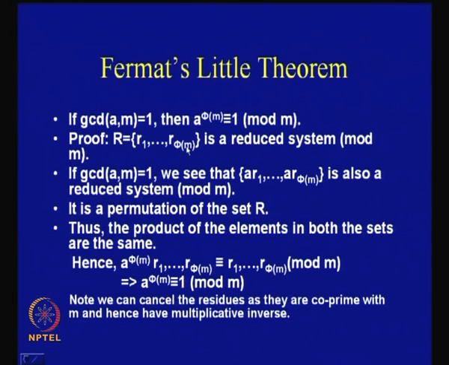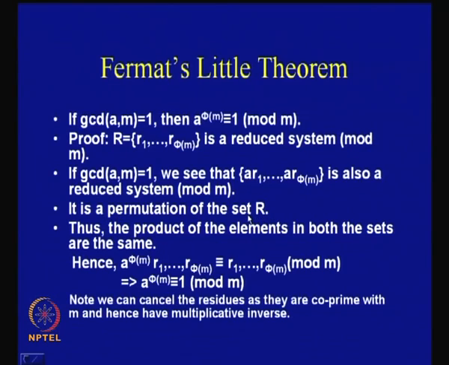But let us consider the generalized theorem, and let us consider a set R formed of R1 to R phi m. We know that there are phi m elements, which form a reduced set modulo m. Now if GCD of a comma m is equal to 1, you take these numbers and multiply each of them with a. Then this is also a reduced system modulo m, and it will just be a permutation of the set R.